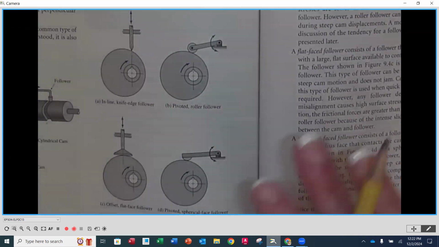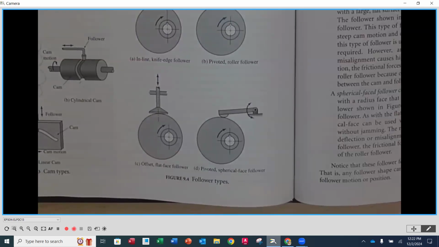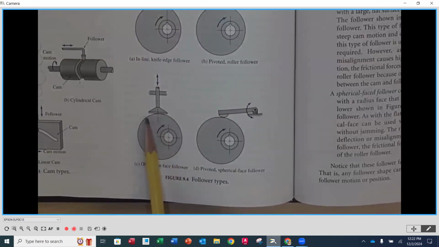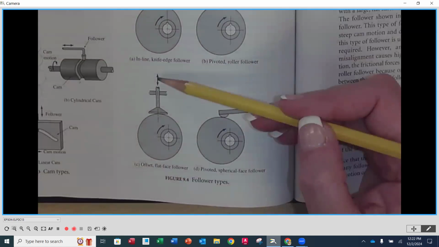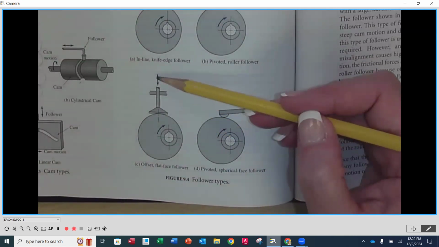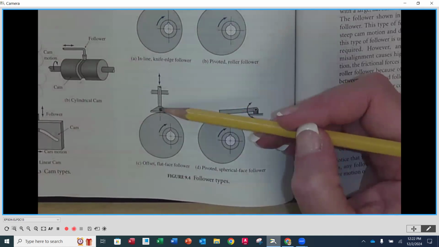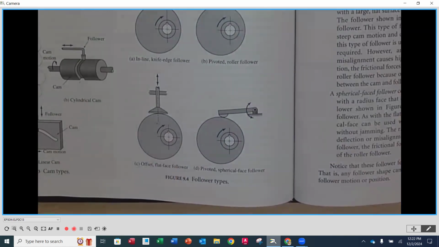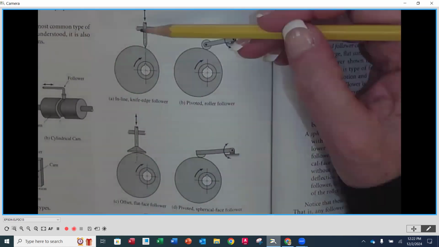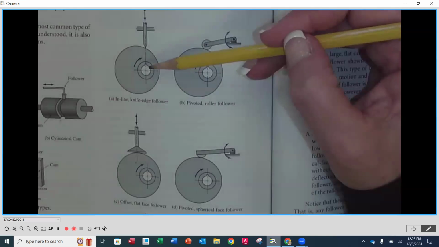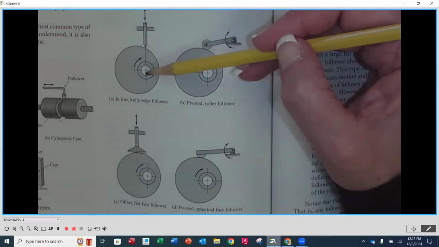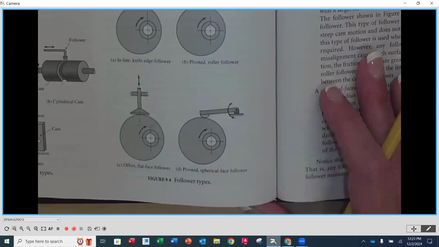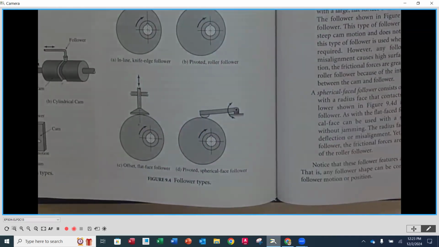The next one that we see down here is going to be a flat face. So here we have, as you can see, just a flat follower, but it's also considered offset because you're going to notice that the direction of motion here, which is vertical for that flat face follower, if we take its center line, we'll notice that there is a distance between the center line of rotation for the cam. So that's considered offset. So in line would be here where the follower motion is in line with the rotation of the center of the shaft. And then here we have offset is going to be where it's offset.